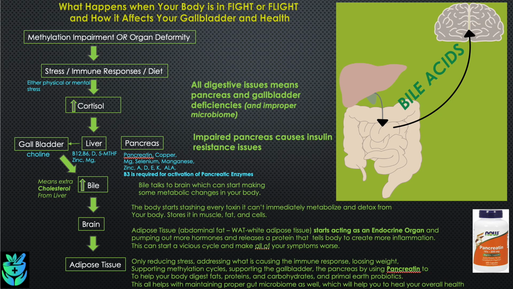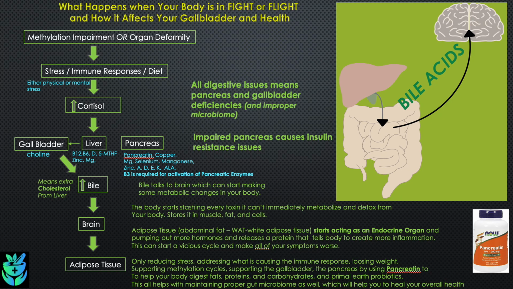Now, sometimes you're just born with methylation impairments and there's not a whole lot you can do. You can help support it, but there's only so much you can do. But if you're adding stress on top of that, you're causing an immune response. You may be losing weight, and by supporting your methylation cycles and supporting your gallbladder with things like choline, the pancreas, by using pancreatine to help your body digest fats, proteins, and carbohydrates, and Primal Earth probiotics. So this whole process also helps with maintaining a proper gut microbiome as well, and it helps to keep you healthy.